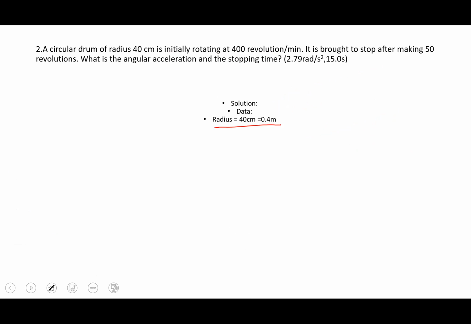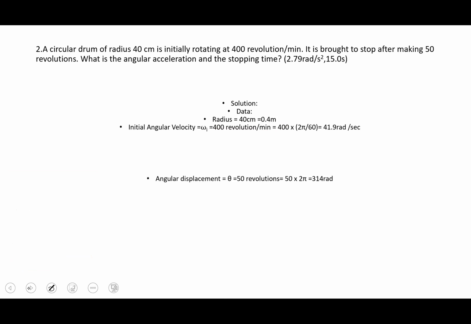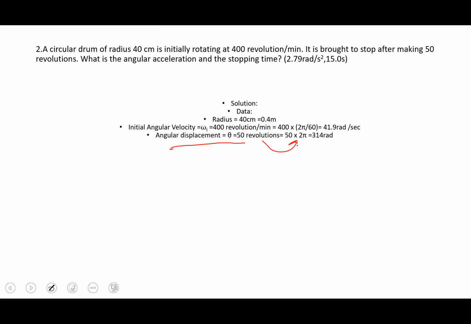The radius is 40 centimeter, which we can convert into meters for SI units. The initial angular velocity is 400 revolutions per minute, which is 400 into 2 pi divided by 60, because we have to convert that into radian per second. When we multiply 400 by 2 pi divided by 60, we get 41.9 radian per second. The angular displacement was given to us as 50 revolutions, so we can convert the revolutions into radian by multiplying by 2 pi, which is 314 radian.